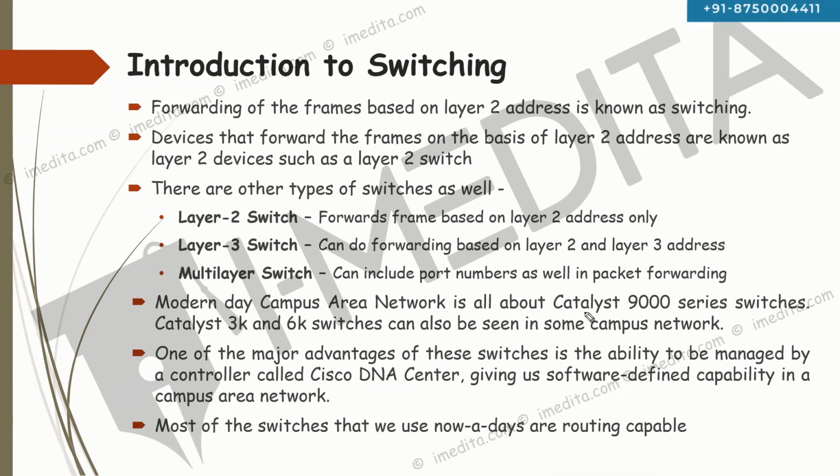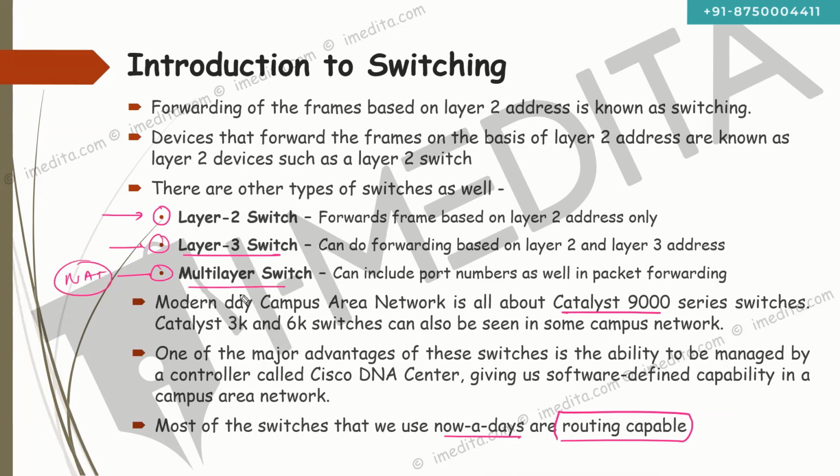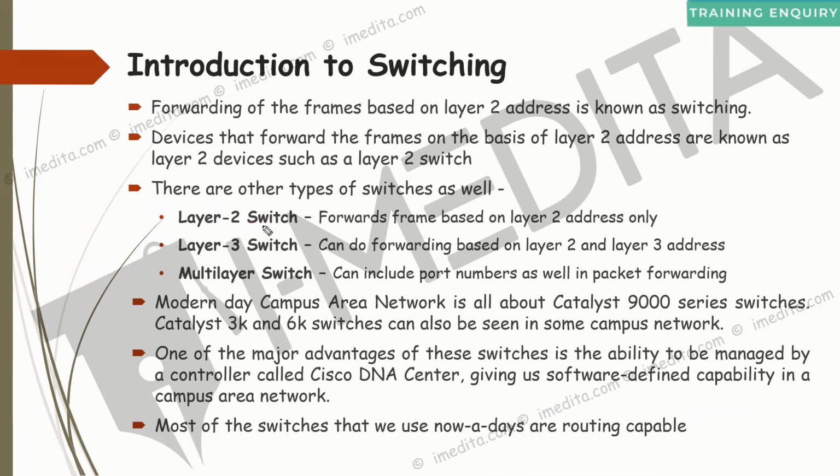And most of these switches that we have in a modern day campus area network are routing capable. So we cannot actually categorize that switch just as a layer 2 switch. That switch can perform switching, that switch can perform routing, and some of those switches can also perform NAT. So those switches are going to be categorized as multi-layer switches instead of just a layer 2 switch. Layer 2 switches are those switches that can take their forwarding decision based on layer 2 address only, that is MAC address.